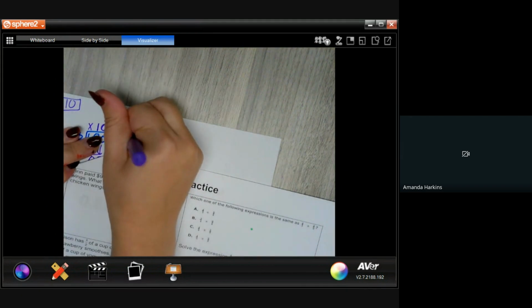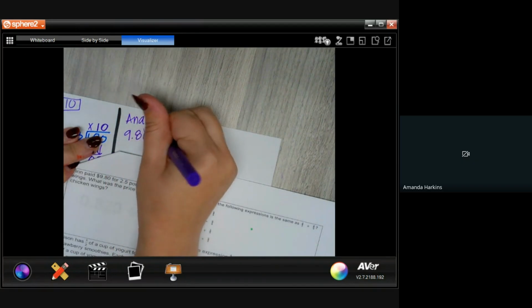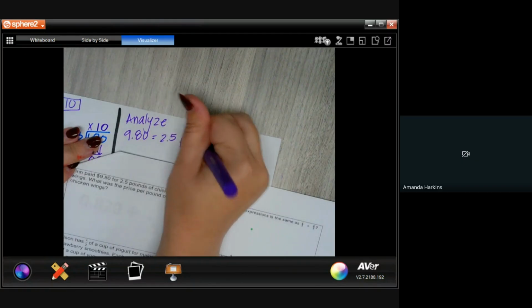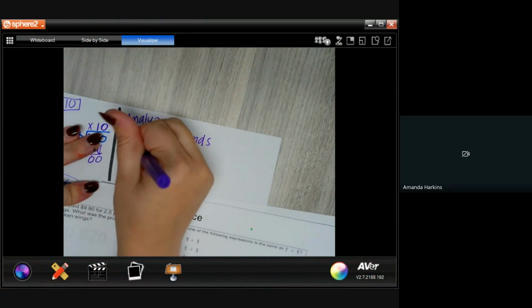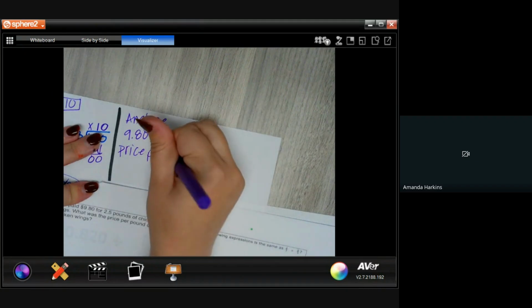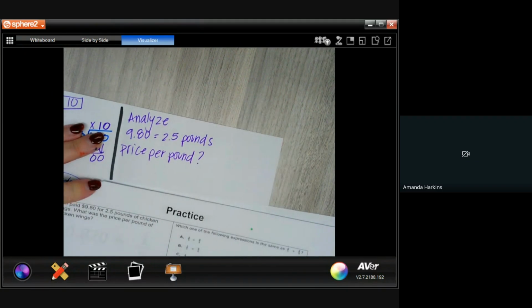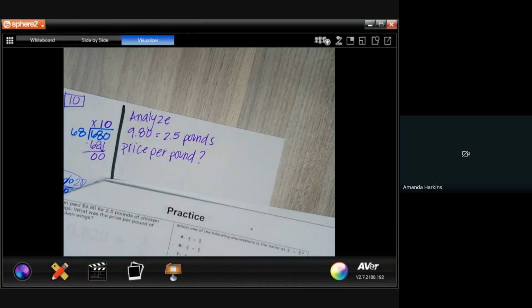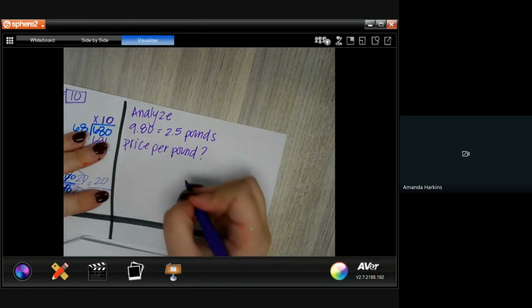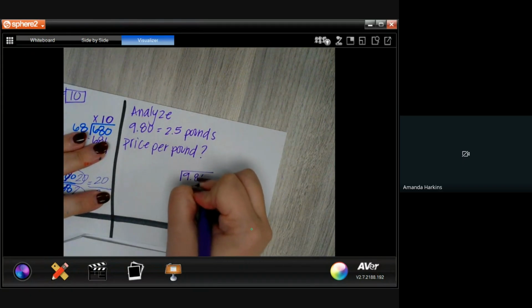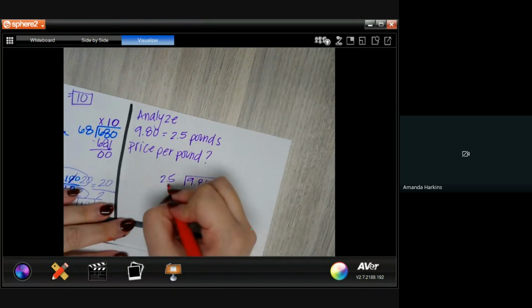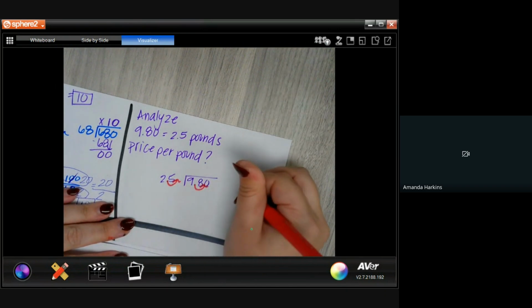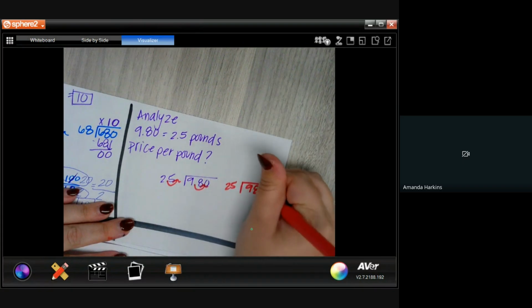So we have $9.80 for 2.5 pounds of chicken, but we want to know the price per pound. Okay, so we are dividing. So we have 9.80 and 2.5. Remember, I cannot have decimals on the outside, so I'm going to move it once here, which means I'm going to move it once here. So I should have 25 on the outside and 98.0 on the inside.